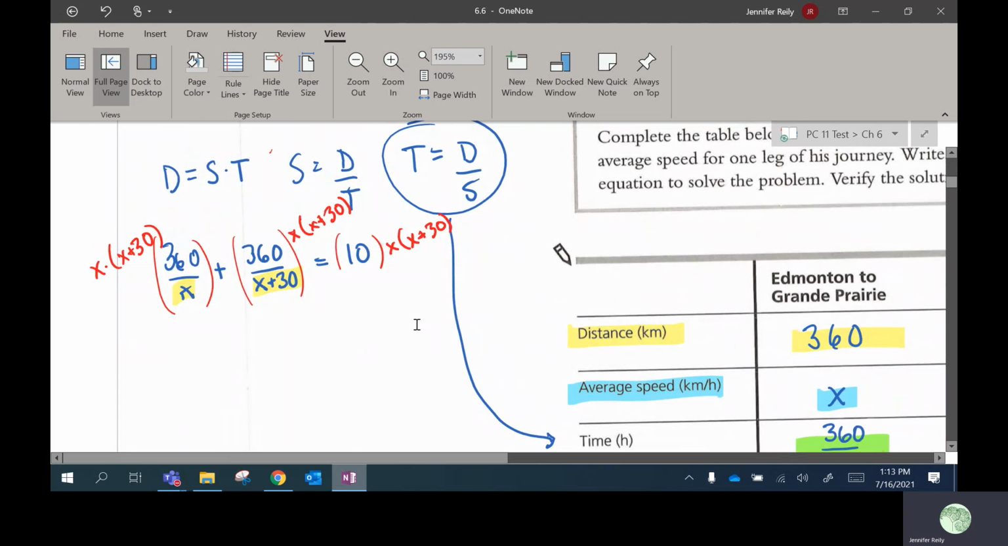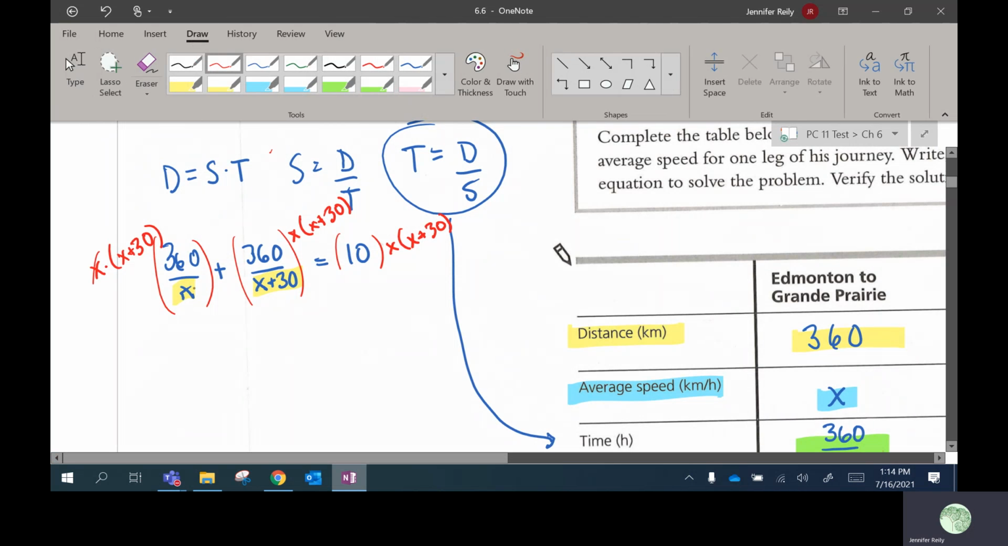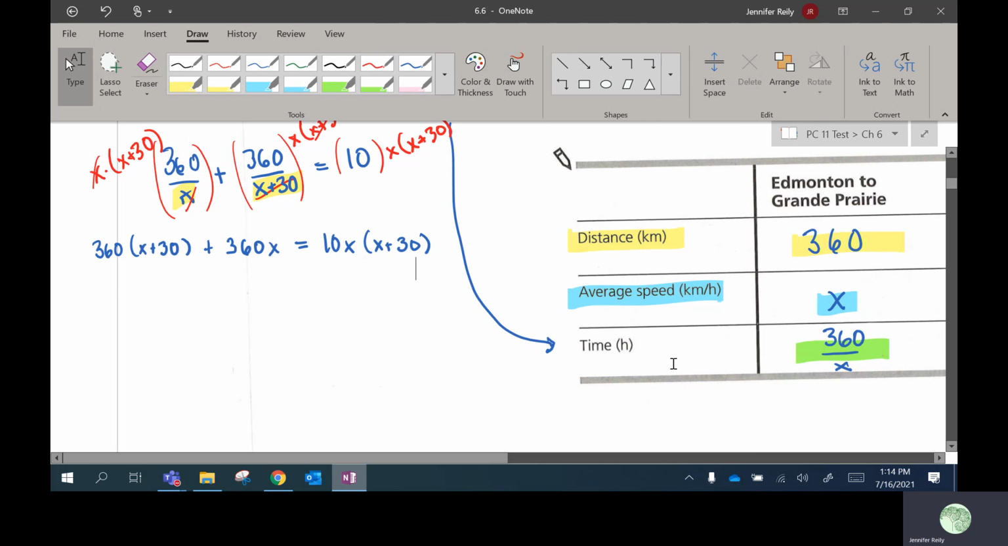Okay. And let's cancel things out. So the x's will cancel there. I'll have 360 times x plus 30. In the second one, the x plus 30 terms will cancel. So I'll have 360x. And in the last one, I'll just have 10x times x plus 30. Okay, let's expand all of these out and put all the terms to the right-hand side. So I'll have 360x plus 30 times 360 is 10,800. And then another 360x. And on this side, I'll have 10x squared and 300x.